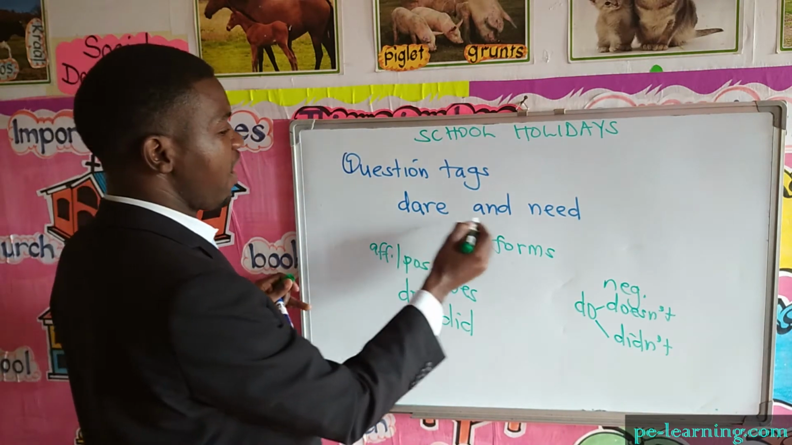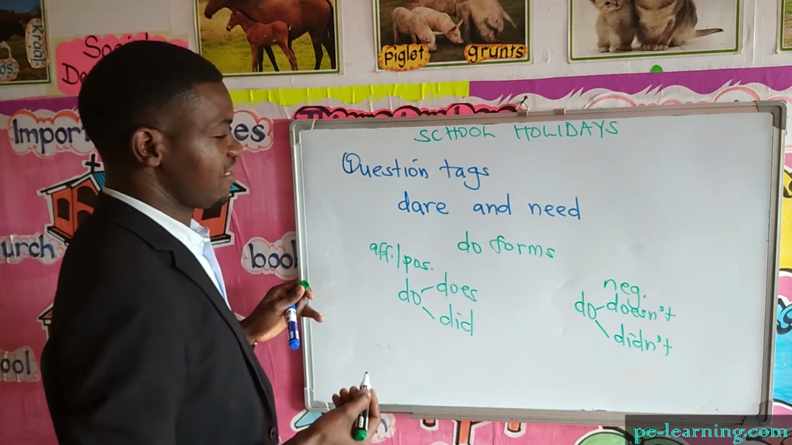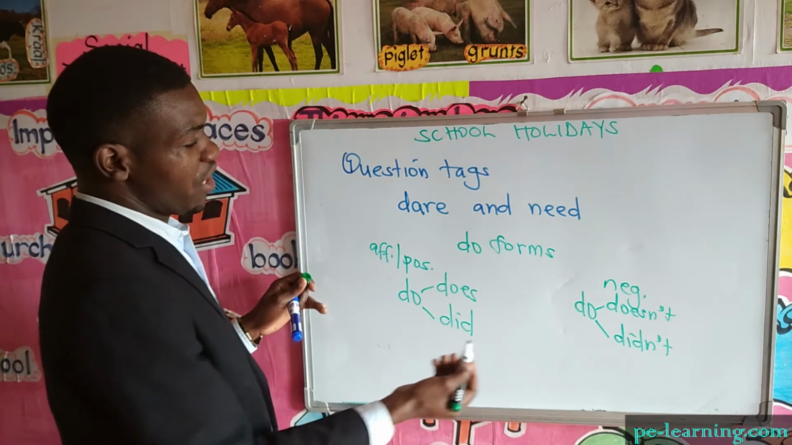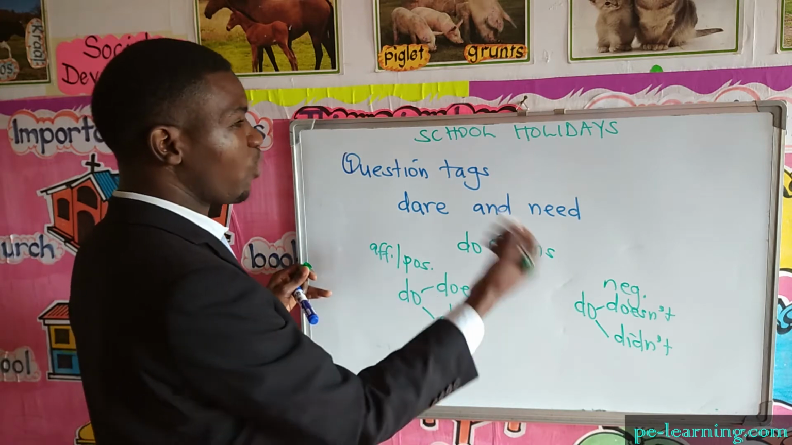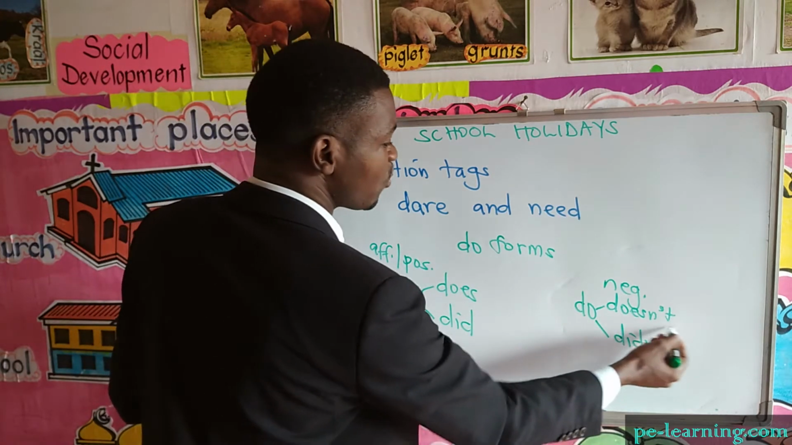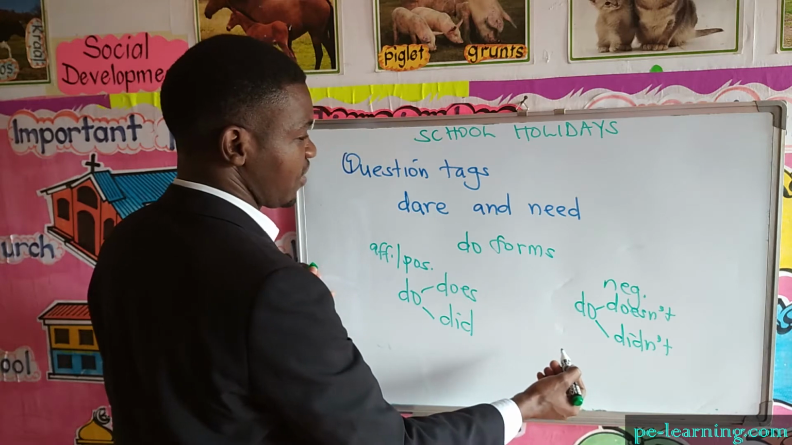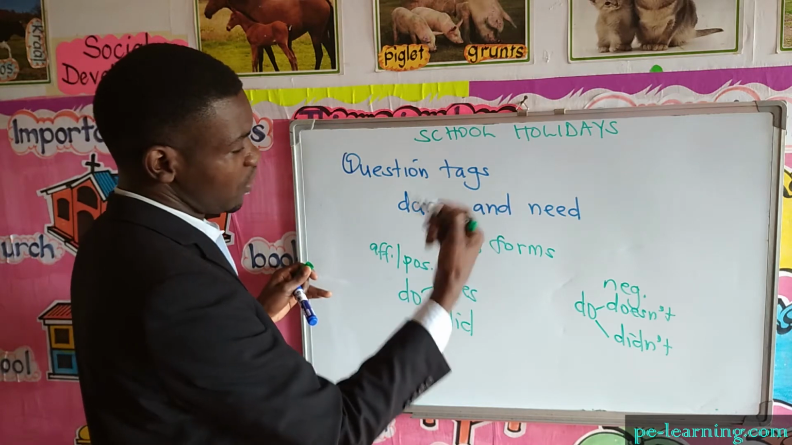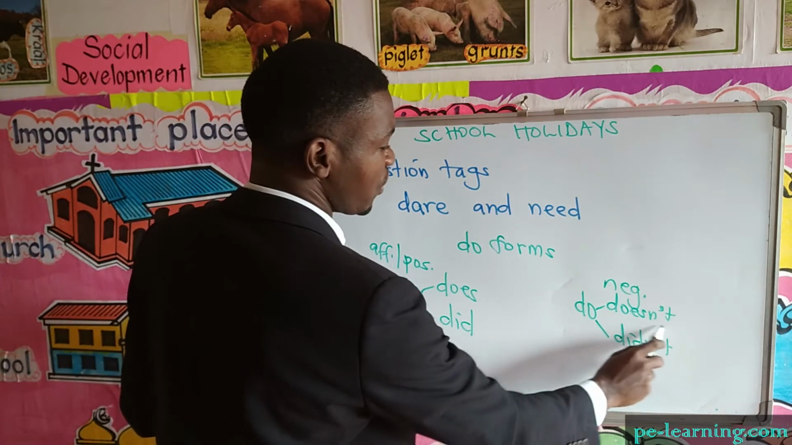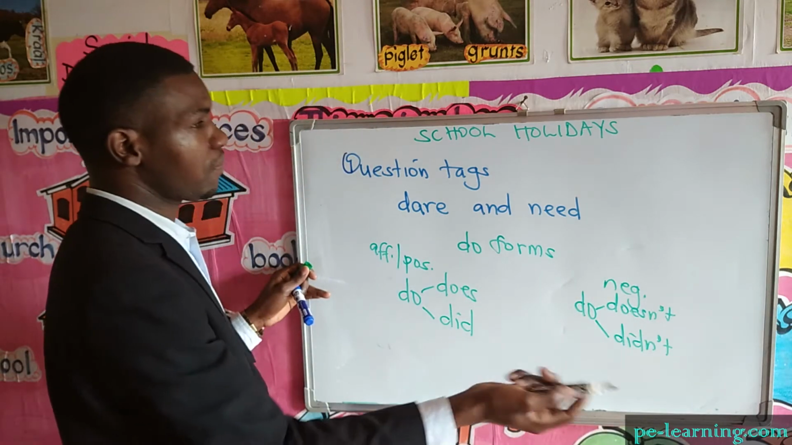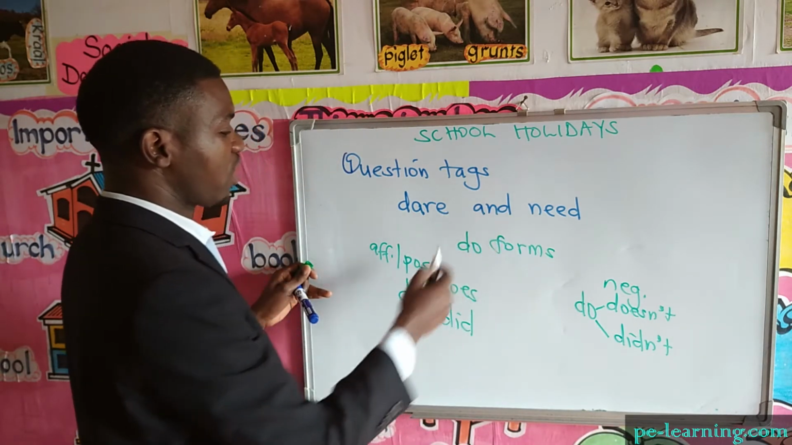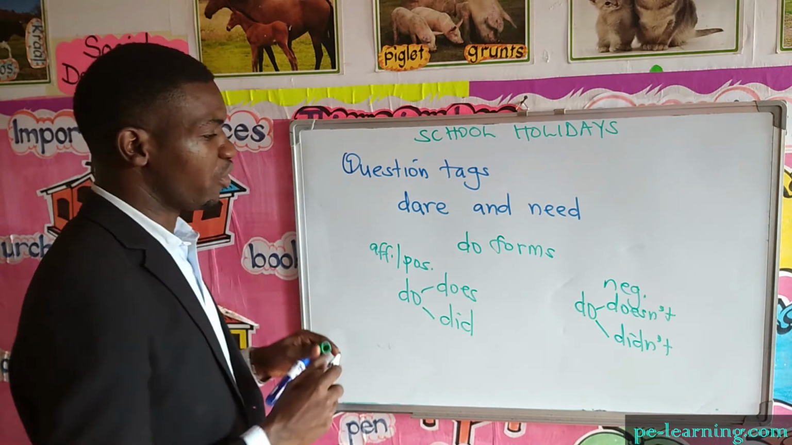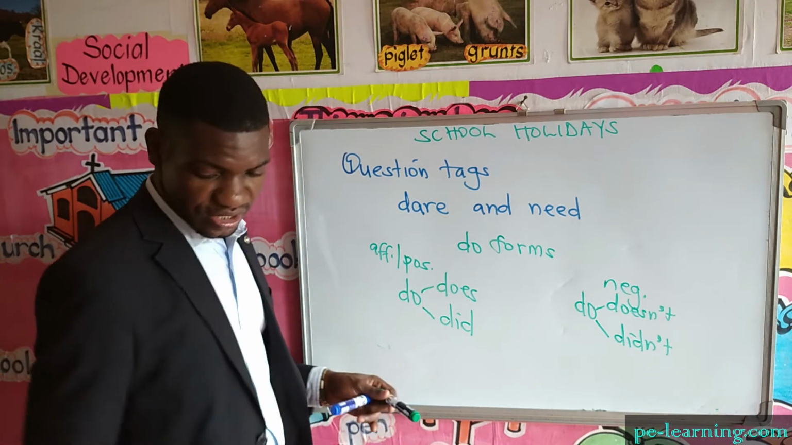So when you've been given there and need in a sentence, you have to look at these two. If the main sentence is affirmative, then the question tag will be negative, but using the do forms. I repeat that. If the main sentence is affirmative, then the question tag will be negative, but within the do forms, and vice versa. If the main sentence is negative, the question tag will be affirmative, but within the do forms. Let's look at more examples from within this.